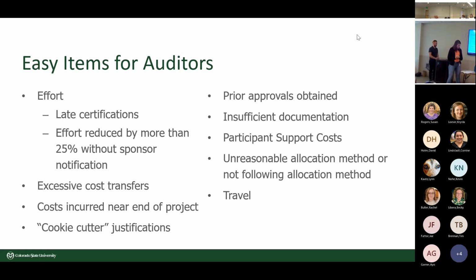Insufficient documentation. So really think about who, what, where, when, why, how, when you're answering your questions. Why are we getting it? Who is it benefiting? What's the time frame of the purchase, and is it within the scope of work?